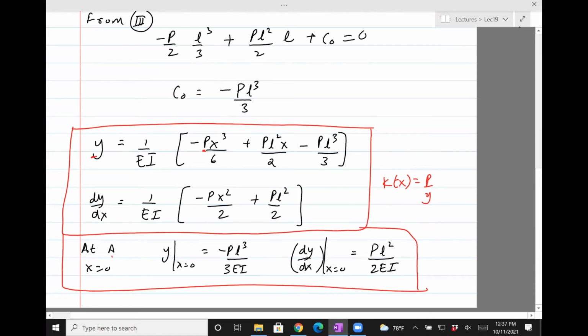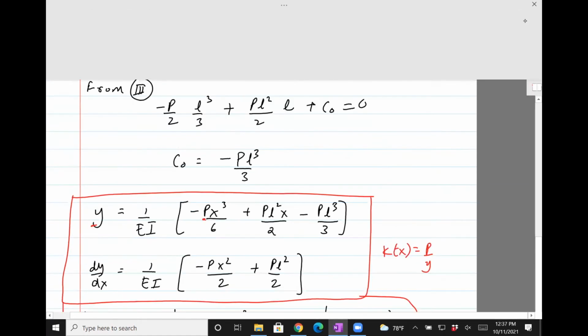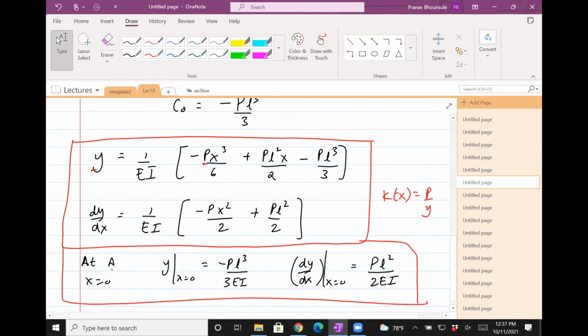So this is pretty much what you need to do, which is draw the shear force or bending moment diagram, write the equation, and then integrate.